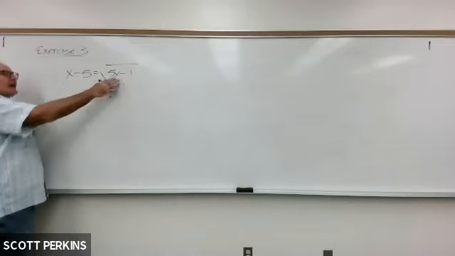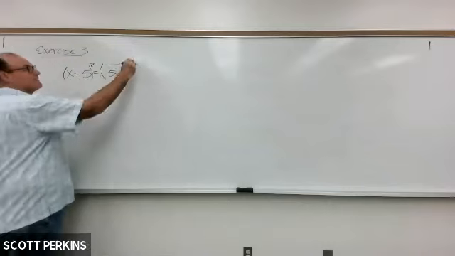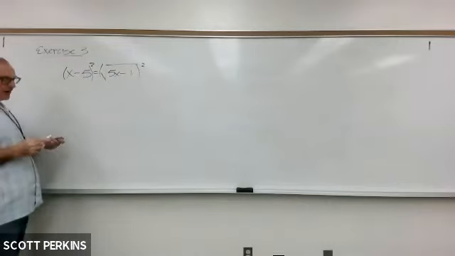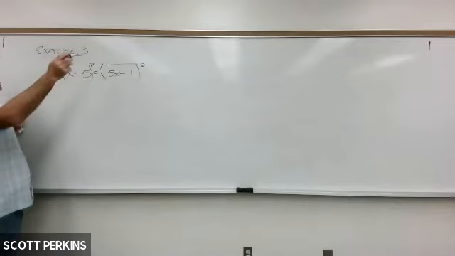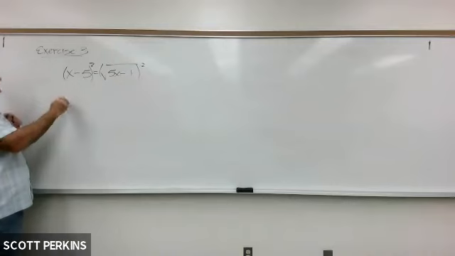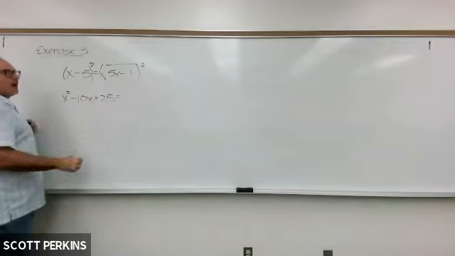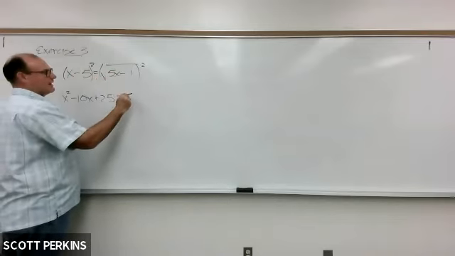So the radical's already isolated. That's good news. So I'm going to square both sides of this like we have a few other times. And so on the left side, when I square x minus 5, if you write it down on your scratch board, x minus 5 times x minus 5 is going to give you x squared minus 10x plus 25. On the right side, I square the square root of 5x minus 1, and I get 5x minus 1.